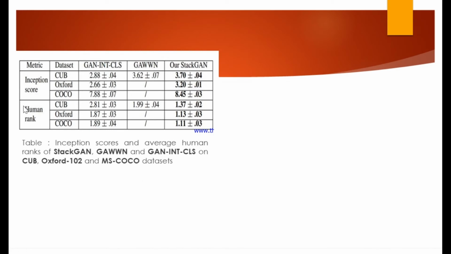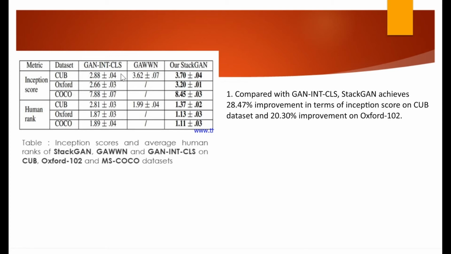What you see here is a table with the inception score and the average human rank that is computed for our StackGAN as well as two other state-of-the-art text-to-image synthesis methods on 3 datasets, that is CUB, Oxford and COCO. Now there are 2 key points that you need to note from this table. Firstly, compared to the first method, the proposed StackGAN achieves almost a 28% improvement in the inception score on the CUB dataset, that is from 2.88 to 3.70, and a 20% improvement in the Oxford dataset, that is from 2.66 to 3.20.